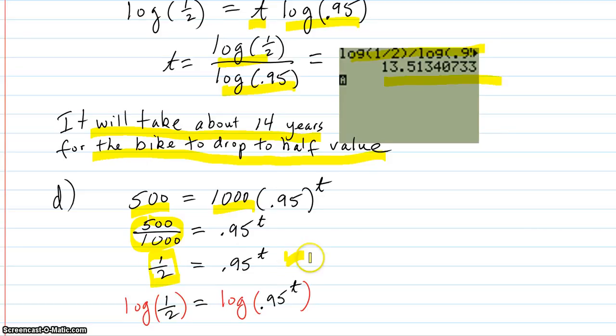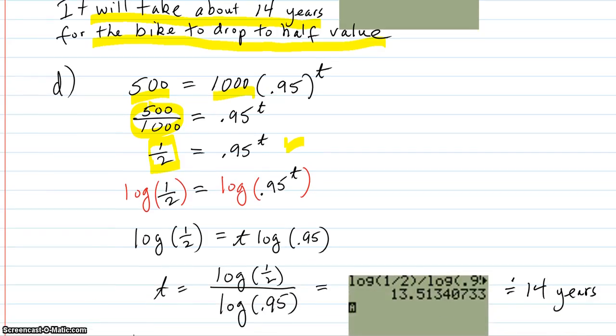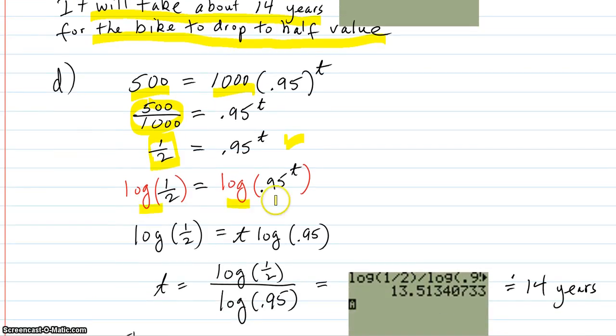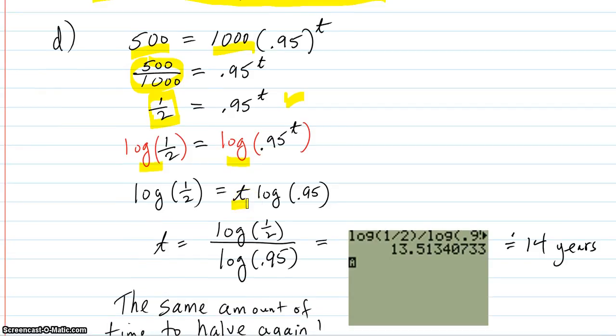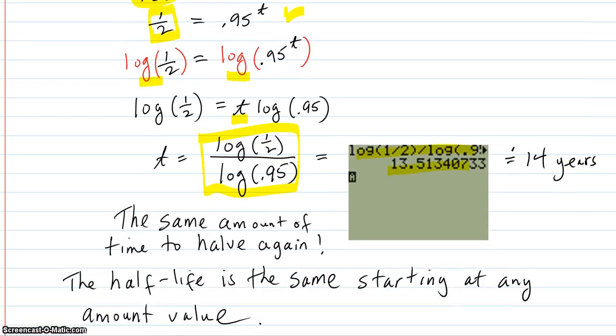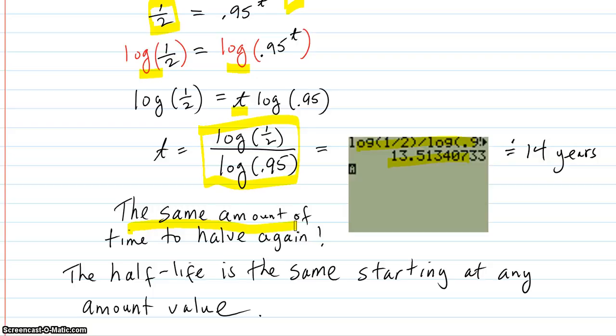We have the same equation as we previously did. Take the log of both sides, solve for t the same way as before, and you get this exact value. And in the calculator it's the same amount, about 14 years. So the same amount of time to halve again. That's all that's saying, is that the half-life is the same starting at any amount value for an exponential decay function.